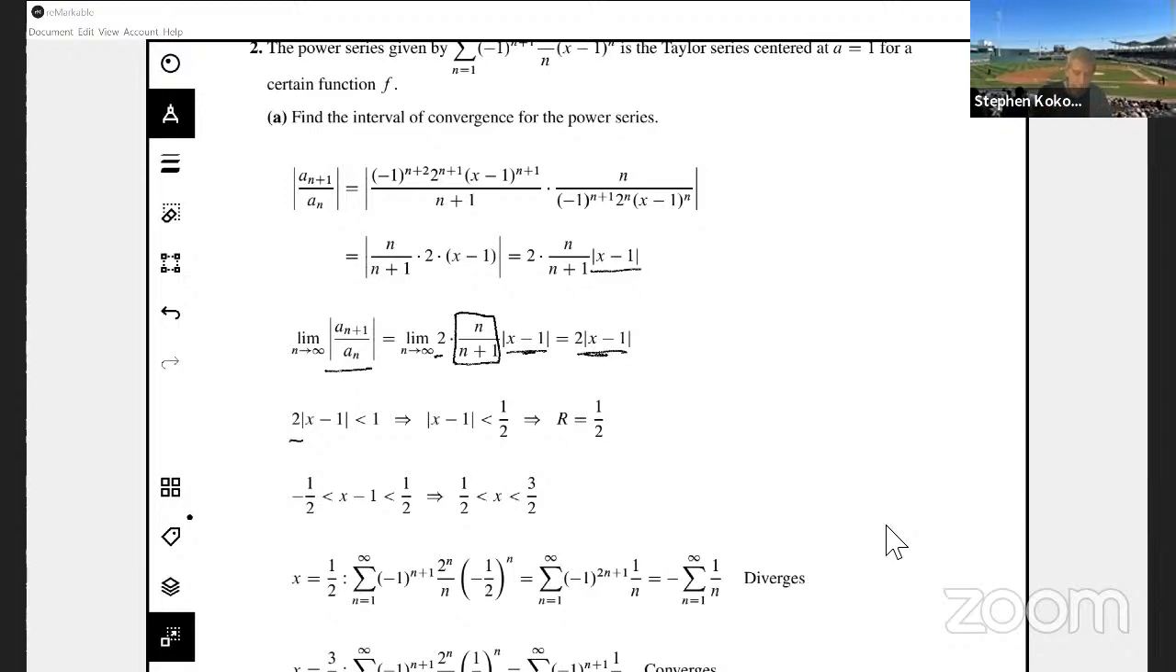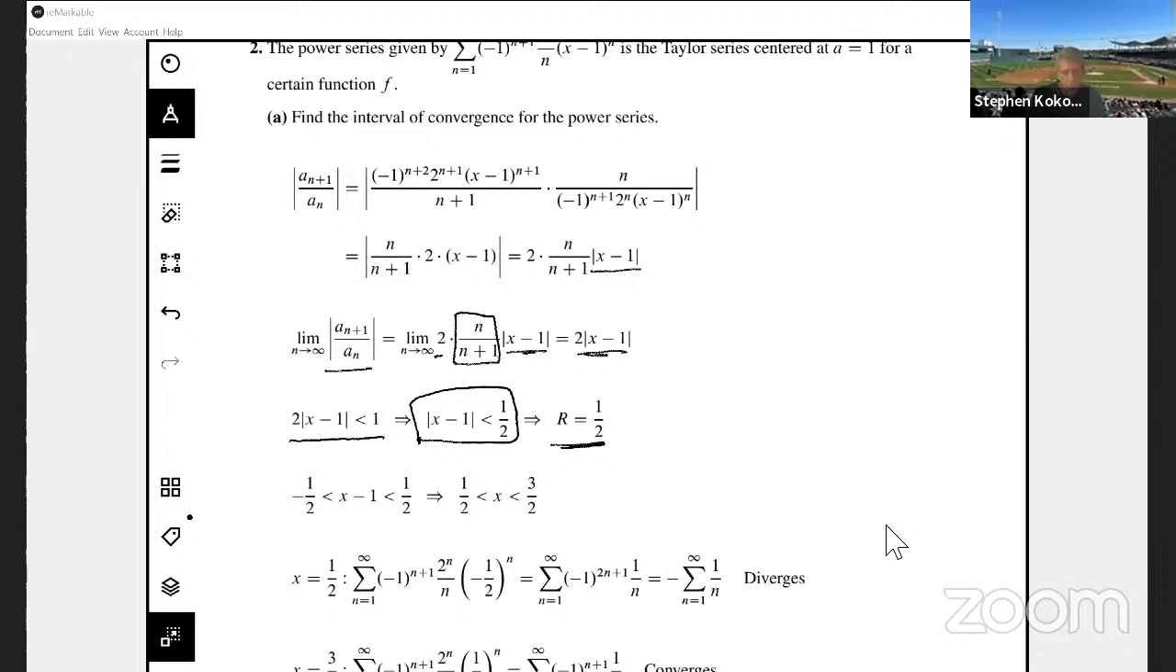We force that to be less than 1. We know that this is a Taylor series centered at a = 1. So we'll solve for the absolute value of x minus 1. We see that the radius of convergence is 1/2. All right, so we're almost there.